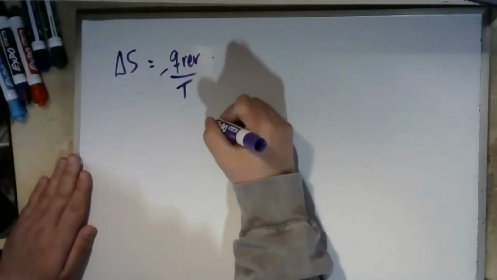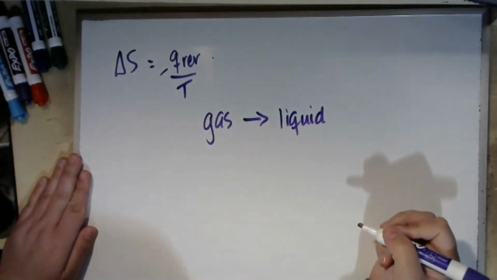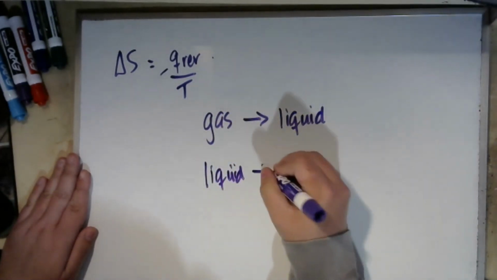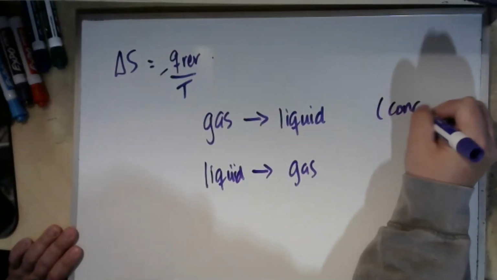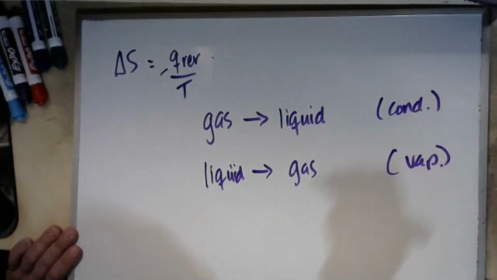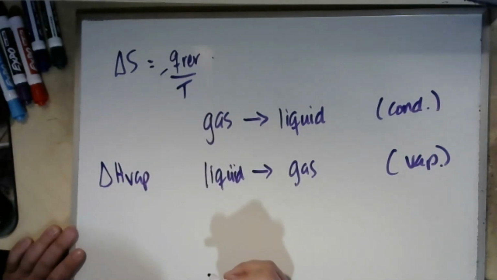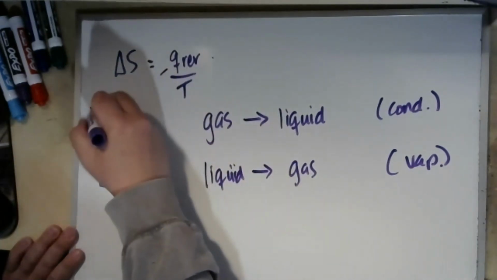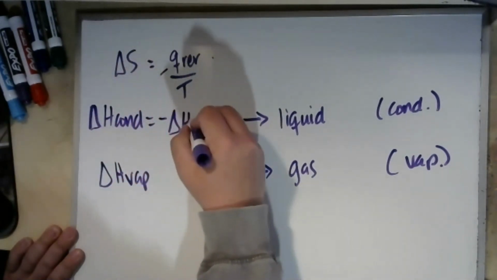Now, condensation is when we have gas and it goes to liquid form. Vaporization is when we have liquid and it goes to gas form. So in this problem, they gave us the delta H for vaporization. Condensation process is just opposite the vaporization process. So our delta H for condensation is going to be the negative value of our delta H of vaporization.